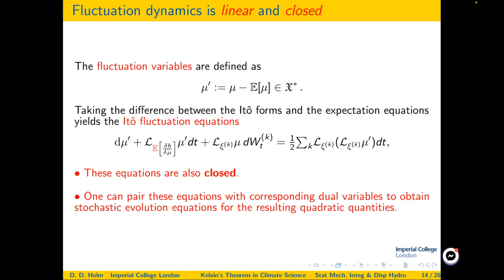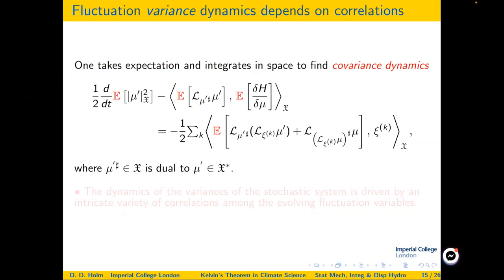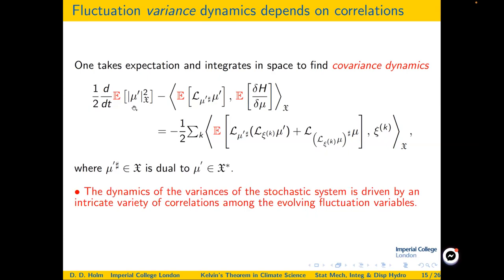So we can pair these equations with corresponding dual variables. If mu is a density, the dual variable would be a scalar, and we would pair it in L2. Then what we find is we get the equations for the variances, the expectations of the norm, or the amplitude in L2, of the fluctuation. So this is the expectation of the integration of the fluctuation squared over the domain.